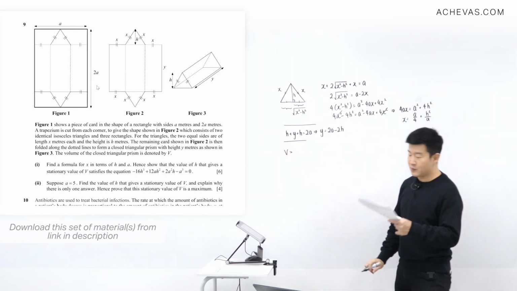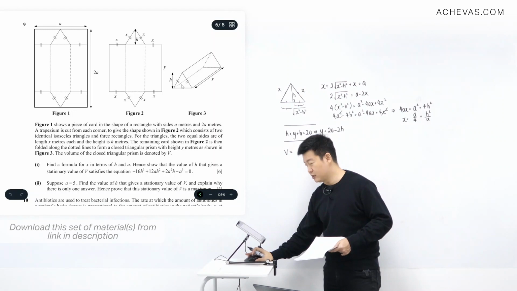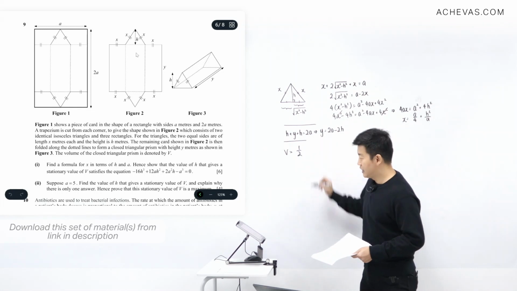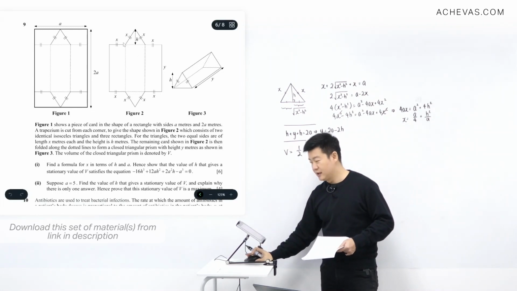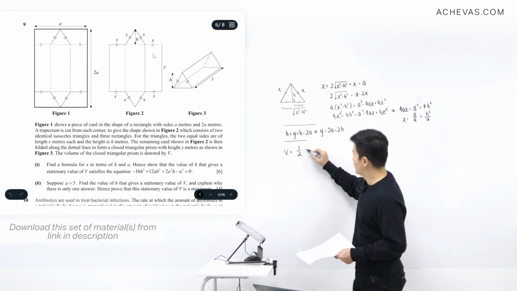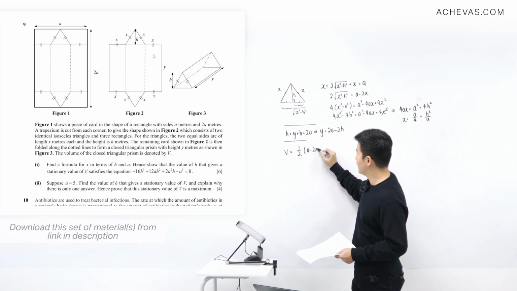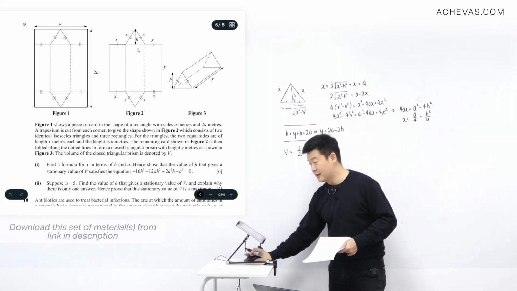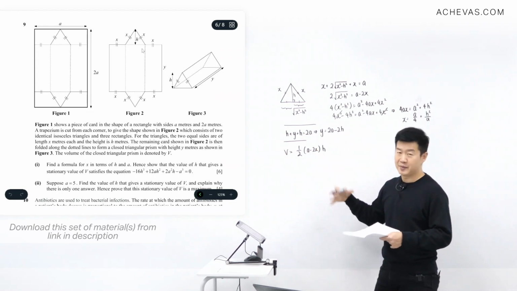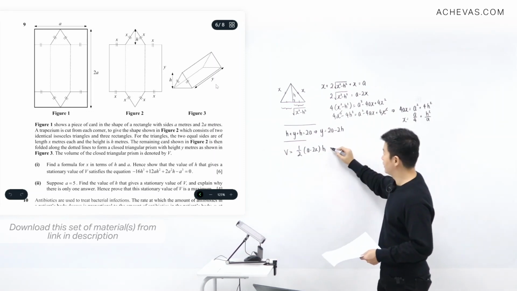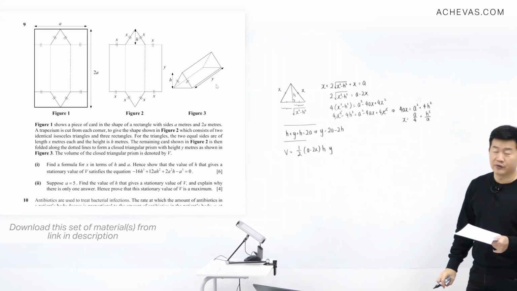So let's now try to quote the volume. Volume is going to be the area of this triangle, which is half times base times height. Base is going to be this, a minus 2x, right? A minus this x minus this x. So it is a minus 2x, and the height is equal to h. This is the area of the triangle, half times base times height. Then we multiply by this, which is y. So this is the volume of the prism.